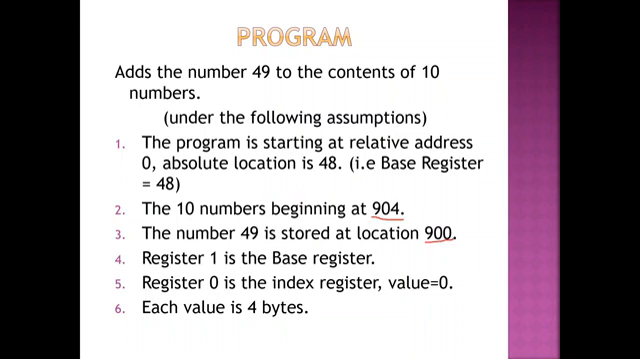Next, what is the assumption? We have 16 registers in IBM 360. I have told you there are 16 registers. So it is going to start from register 0 to register 15. Register 0 to register 15.